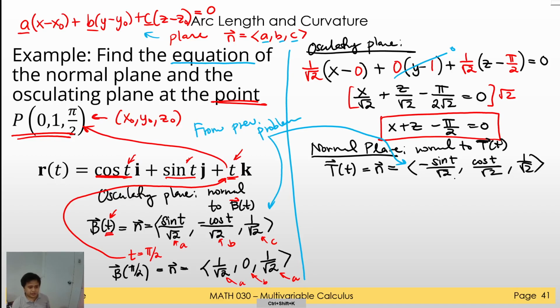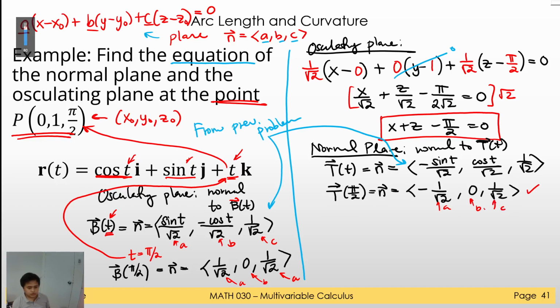So therefore your A here, sorry, not yet now. So when we substitute pi over 2 for this one, we have to solve this again, right? So we have negative, so it's negative 1 over square root of 2. And then this will be 0. This will be 1 over square root of 2. Okay. So this will be your normal vector. So therefore, this will be your A, this will be your B, this will be your C.